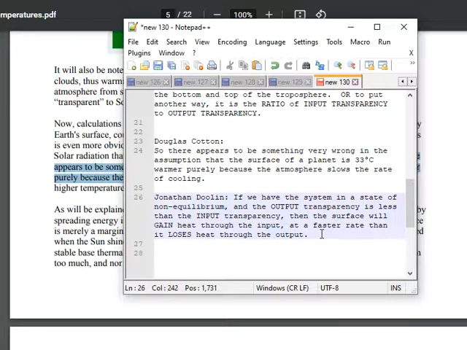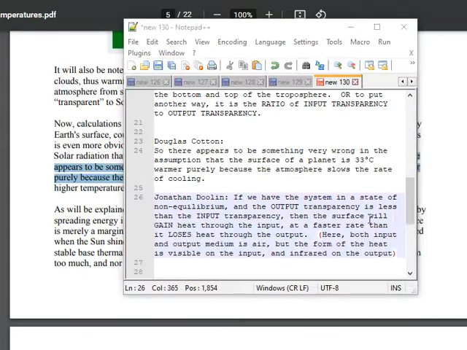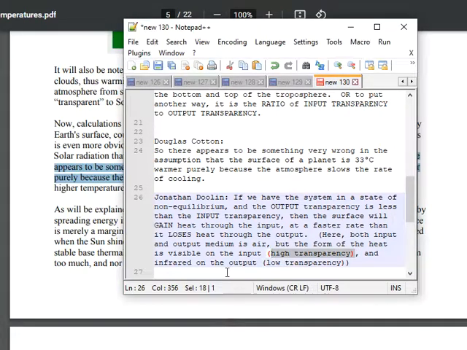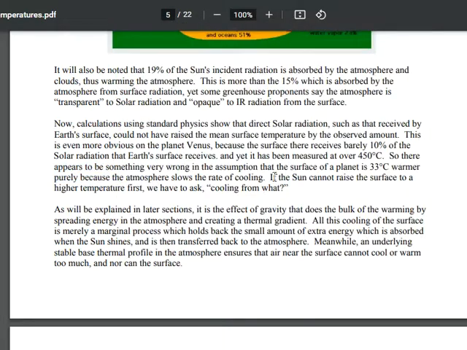Now, the input medium is the air, and the output medium is the air. So it's the same medium, but the form of the heat is visible light on the input and infrared on the output. So on the input, the energy has high transparency, and on the output, the energy has low transparency. So the question is, if the sun cannot raise the surface to a higher temperature first, we have to ask, cooling from what?